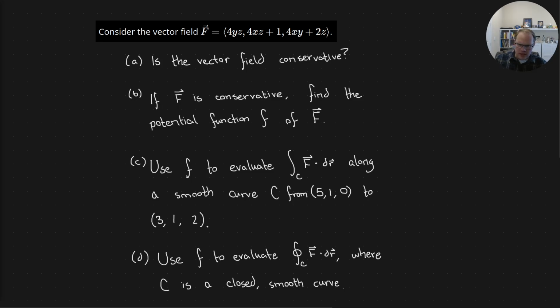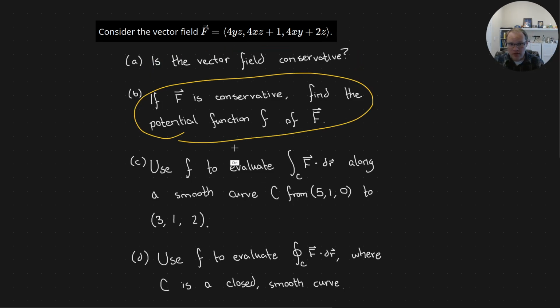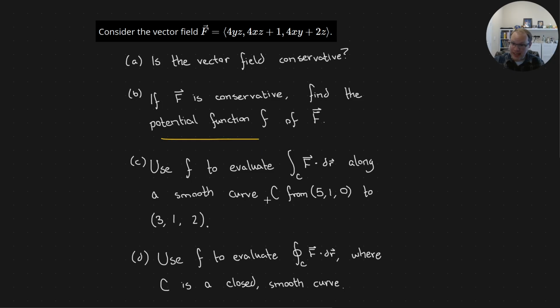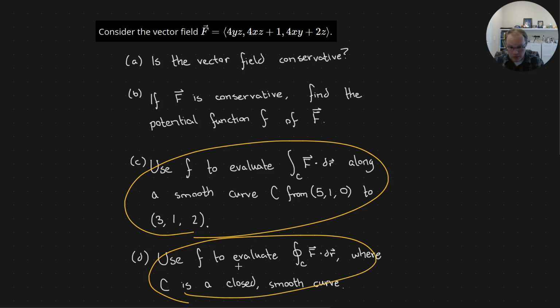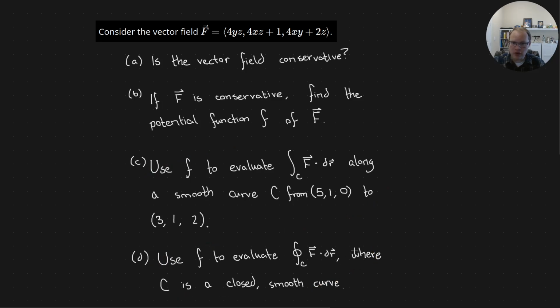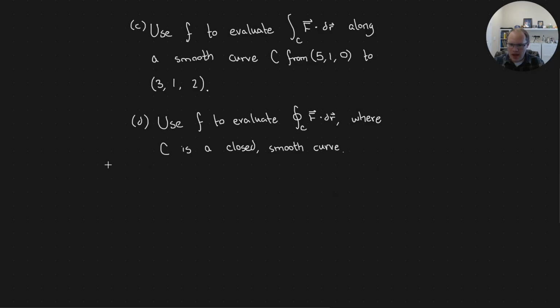Let's take a look at one more example. We have a vector field here. This is a three-dimensional vector field. We have 3 components. And we want to do several things with this vector field. First, we want to determine if the vector field is conservative. Is it path independent? Now, if it is conservative, then that means we can find a potential function. So we need to find it. Then we want to use that potential function to evaluate a couple of integrals. All right, so first things first, let's start with A.